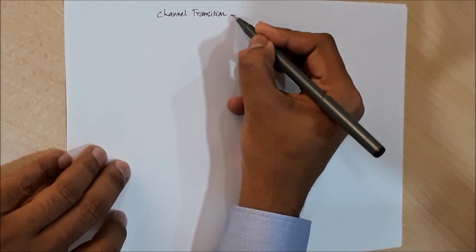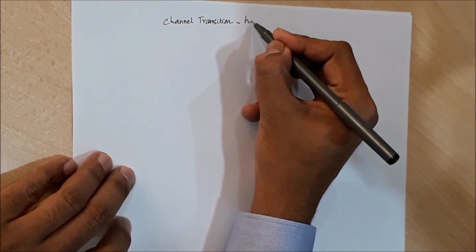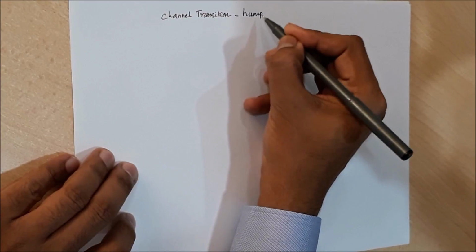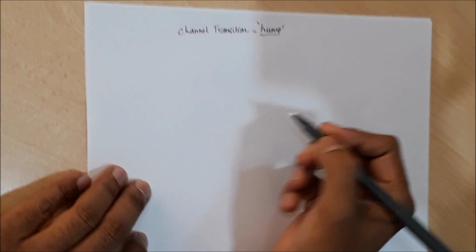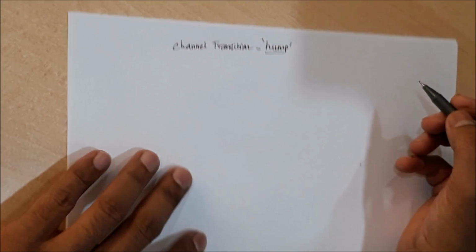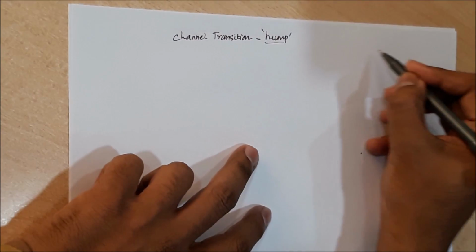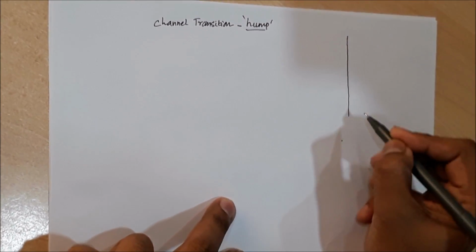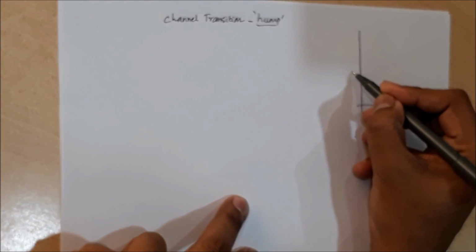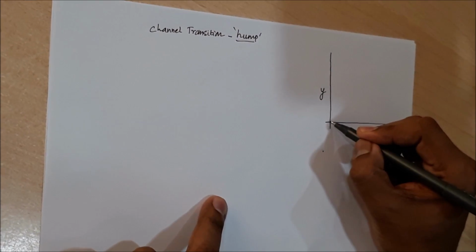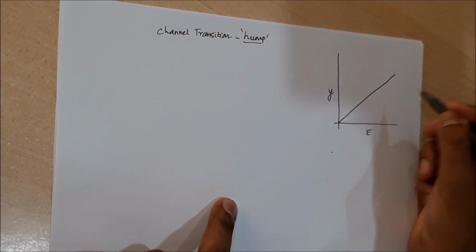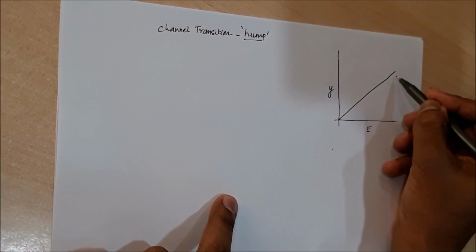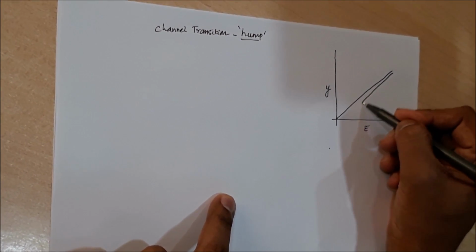Channel transition, particularly when a channel bed is provided with a hump. As we discussed already in the previous class, if you plot the variation of specific energy with the depth of flow, the flow depth versus specific energy behavior can be depicted as follows.